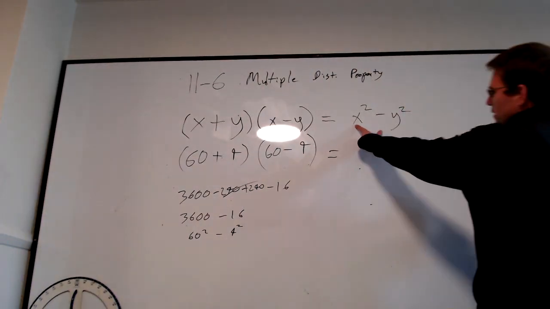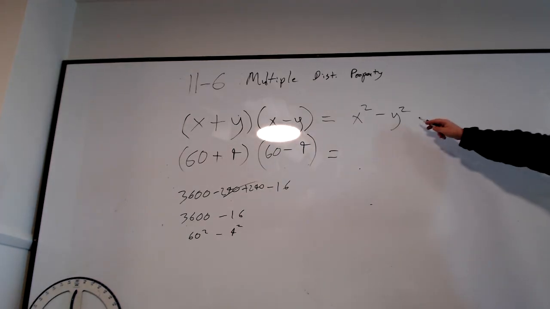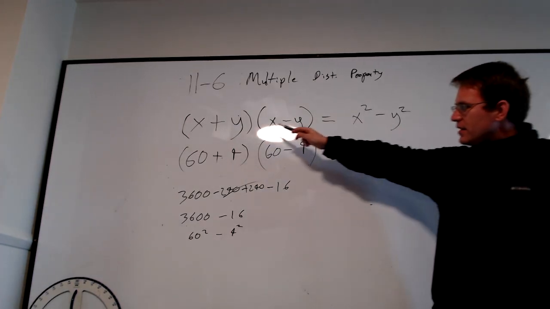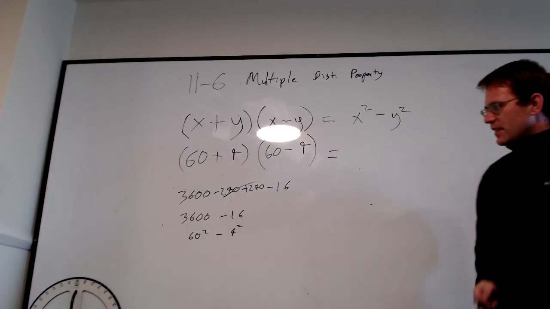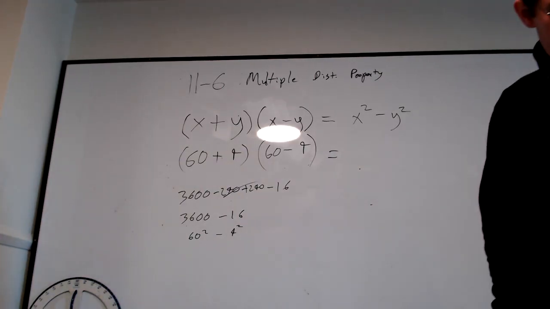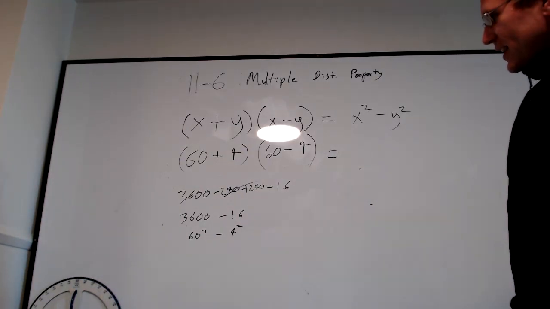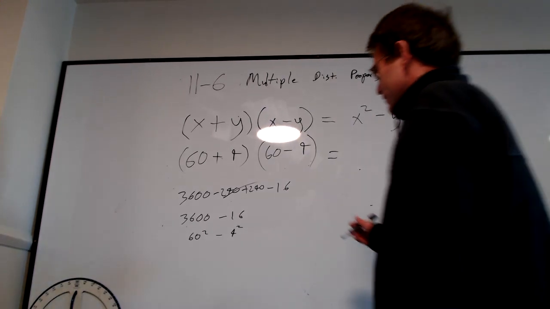So, see, we have this same format: x squared minus y squared. We had our two numbers set up, and sure enough, that's the answer we get, which is 3584.